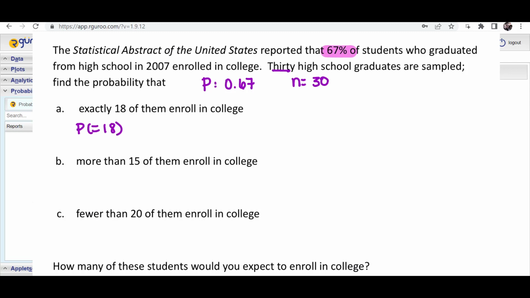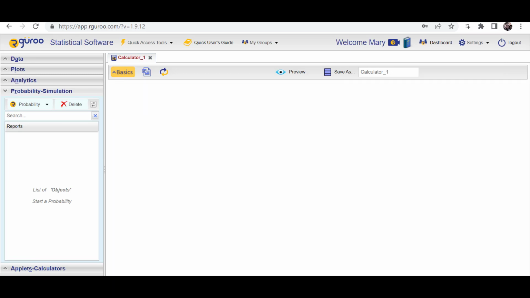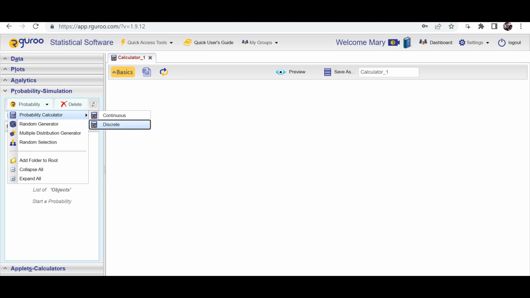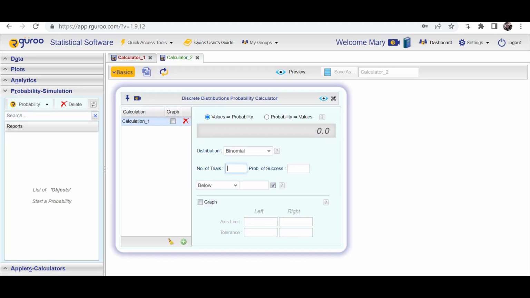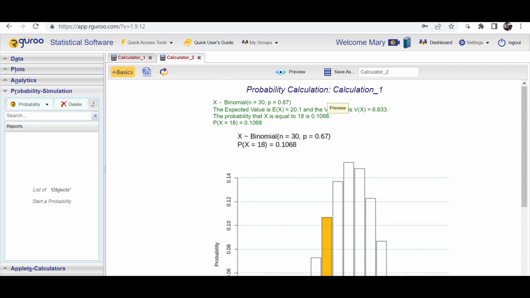So we're going to go to Rgruoo, and we're going to do probability simulation. In the drop down, choose probability calculator, choose discrete. The number of trials is 30. The probability of a success is 0.67, and we want to know when it's exactly or equal to 18. And it looks like 0.1068 is our solution there.